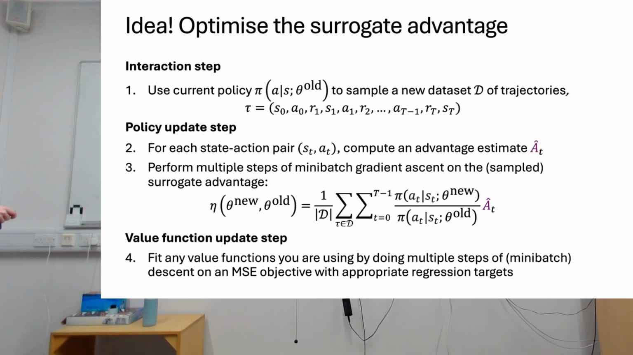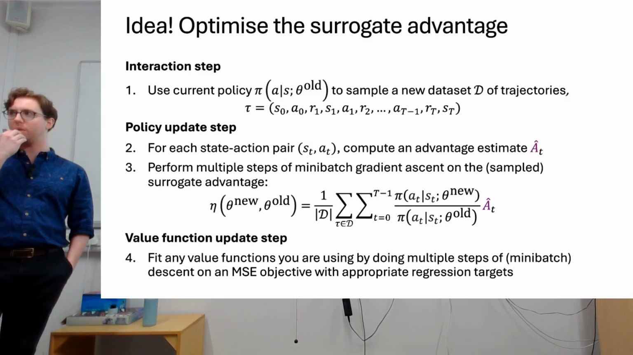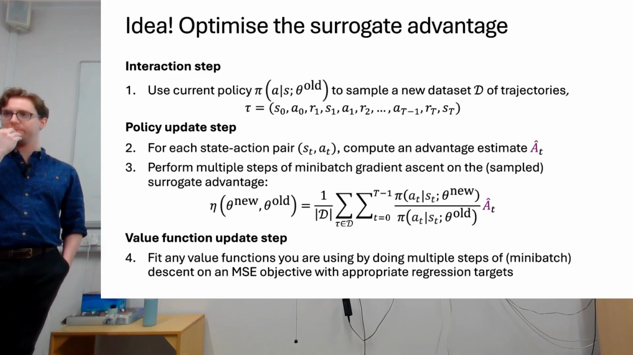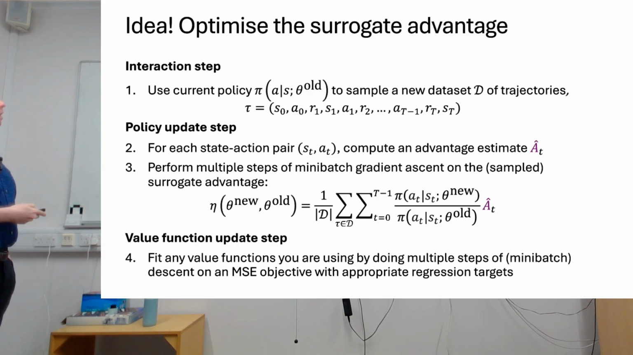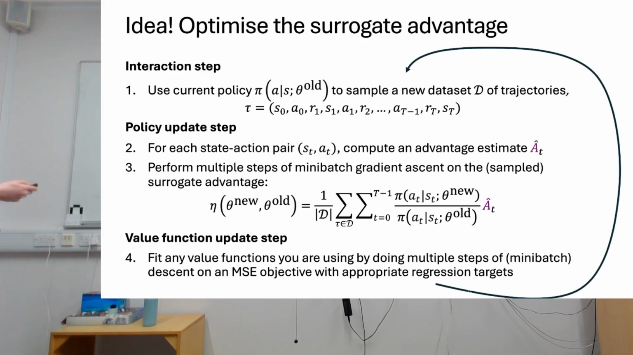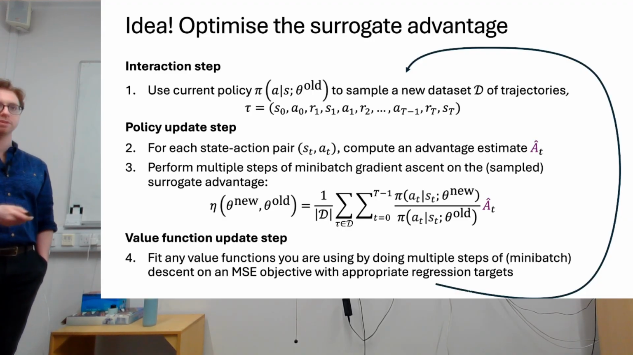And then we're going to fit any value functions we're going to use using multiple steps of mini-batch gradient descent on typically an MSE objective, and you're going to form regression targets using bootstrapping. We met all this stuff in the previous lectures. Great. Any questions about this? Okay. So this is just an algorithm one could write down that optimizes the surrogate advantage. And then you loop this, so theta new becomes theta old. You do another set of rollouts, and you proceed downwards as follows. Just keep looping this.